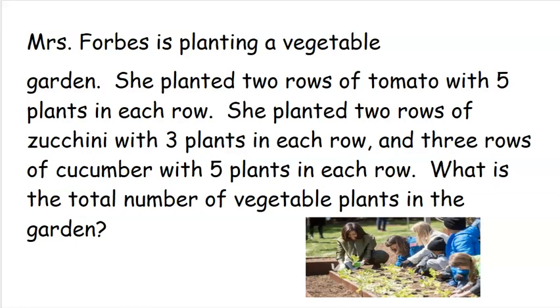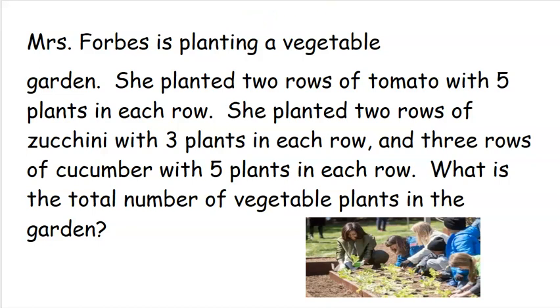Mrs. Forbes is planting a vegetable garden. She planted 2 rows of tomato with 5 plants in each row. She planted 2 rows of zucchini with 3 plants in each row and 3 rows of cucumber with 5 plants in each row. What is the total number of vegetable plants in the garden?